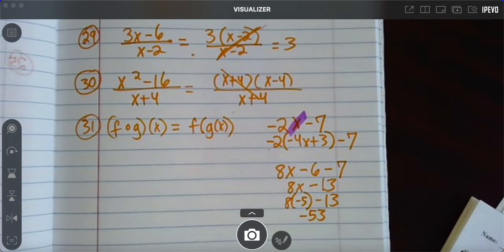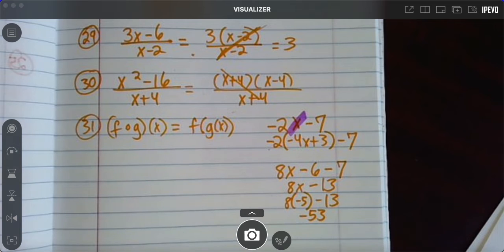There is one like that. I'm not going to do number 32, but if you want the answer, it's A. Our next one is like number 33.